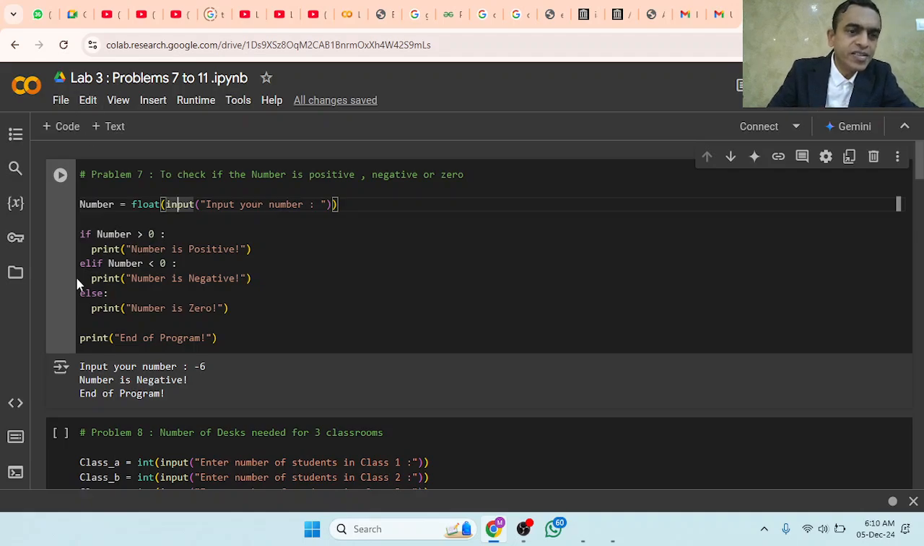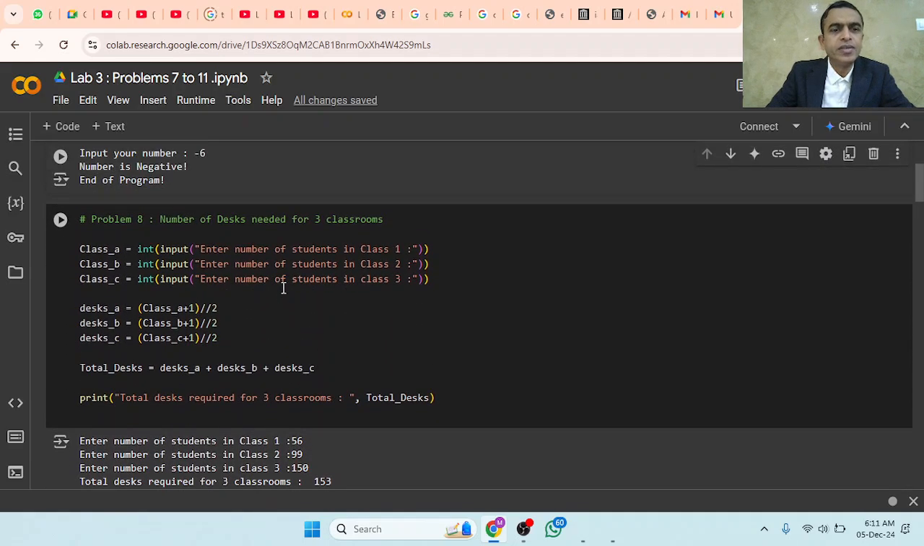If it is greater than 0, is it greater than 0? No, we have entered -6 here. It is not greater than 0. So this is not true. Execution will come here. Is it less than 0? Yes, it is less than 0. So number is negative. This statement will be printed. Number is negative. And the else part will be skipped and we will directly come to the end of the program. Right. So this is problem 7.